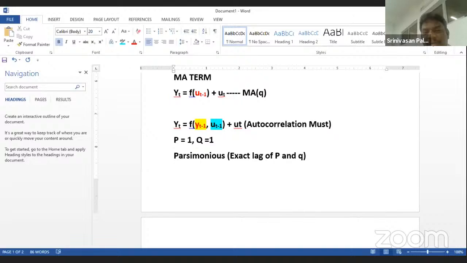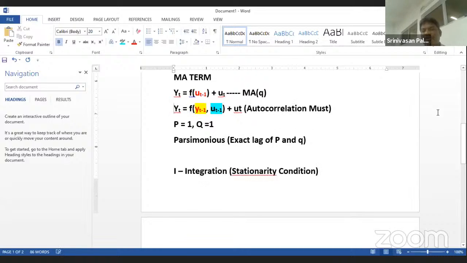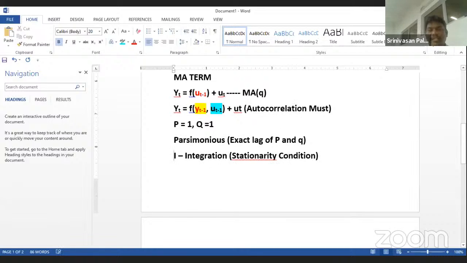So what is my job now? I have to identify I. Then I have to find the parsimonious, exact P and Q. So there are two jobs left. One is to find I. The second is to find the exact lags of P and Q, so that it is the parsimonious, fittest, right model.